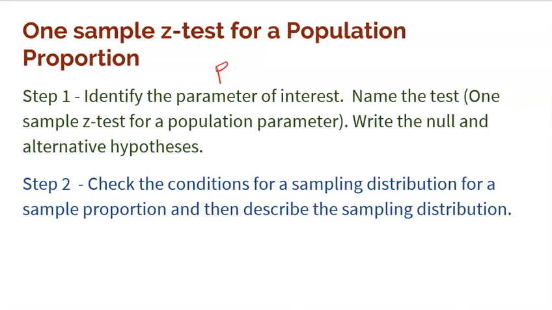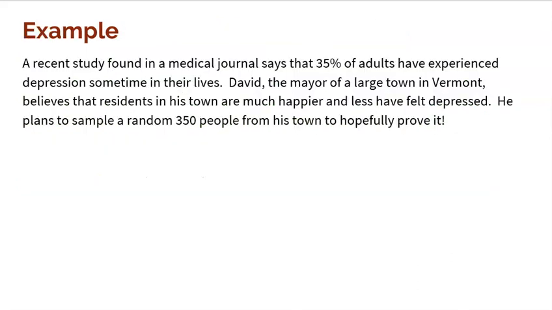And then step 2 is checking the conditions for a sampling distribution and then describing that sampling distribution by finding the mean, the standard deviation, and the shape of that. So all of this is super important as we move forward. So here's the first example that we've been looking at, and let's run through it one more time. I want to make sure everybody's on the same page here.